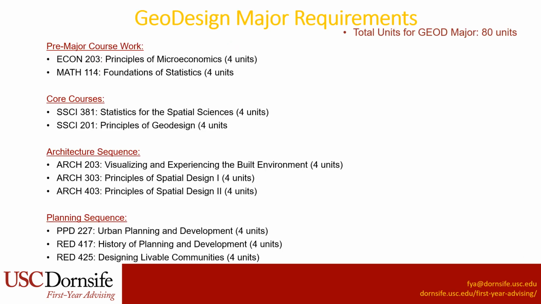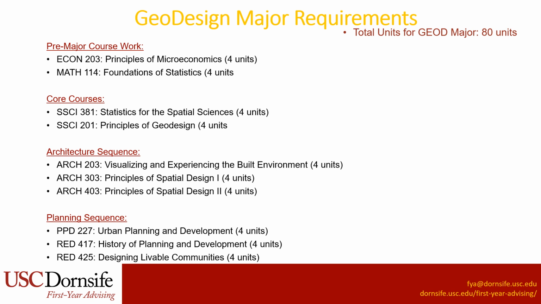So in the Spatial Sciences department, there are three different majors that we're going to be going over. The first major is the Geodesign major, which requires a total of 80 units. During your first year at USC, you'll start out with your pre-major coursework of Econ 203 and Math 114, and then you'll also maybe take a mix of core courses and some of the sequencing as well.